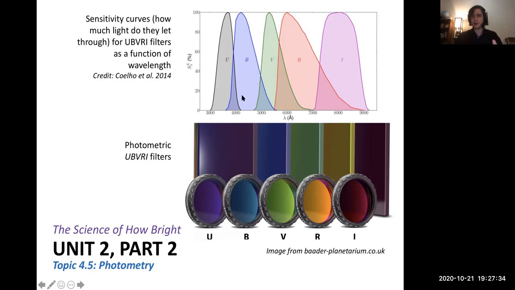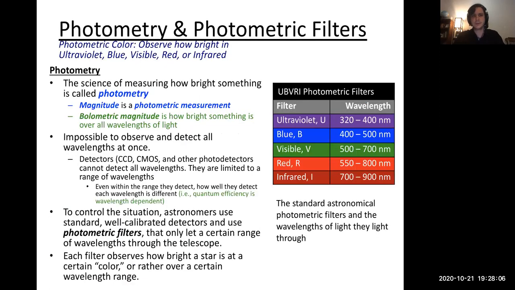So nothing lets all light in perfectly. The ultraviolet filter only lets in ultraviolet wavelengths and lets in the most at this wavelength. And then we have blue, and this is the response curve for the blue, so how much of each blue wavelength it lets in. Then our visible filter, our red filter, and our infrared filter. And you might be thinking, why don't you just point a telescope at something and take a measurement? Well, let me go ahead and get to why we need photometric filters.